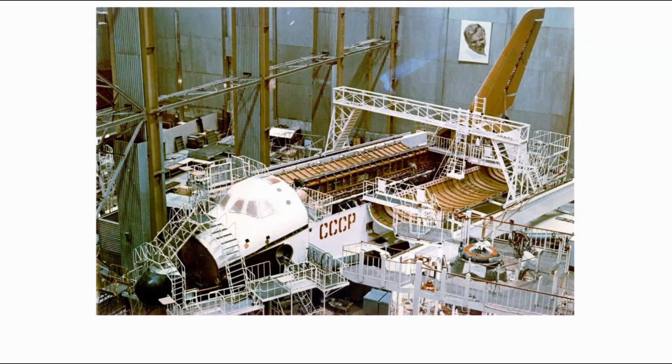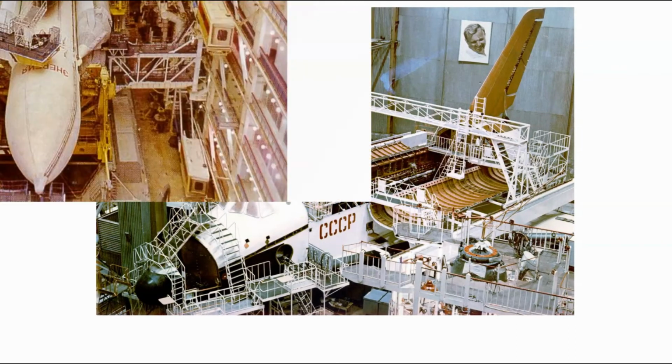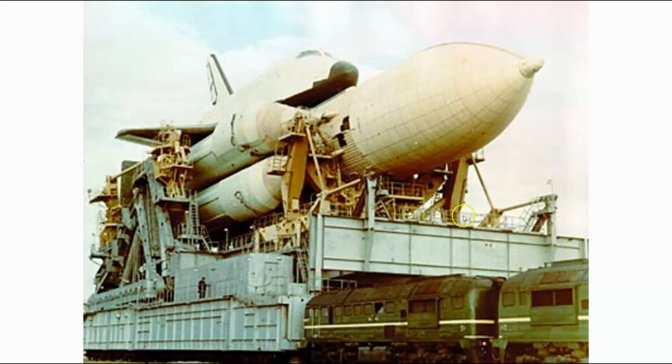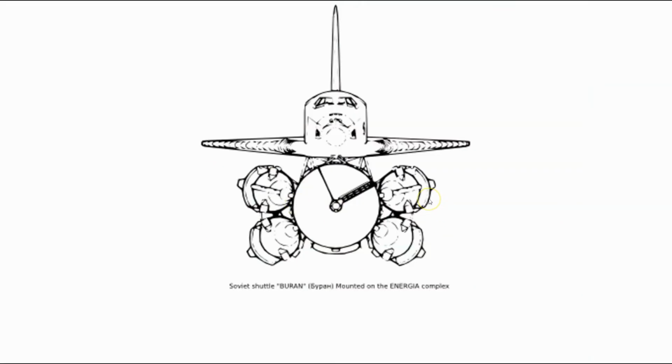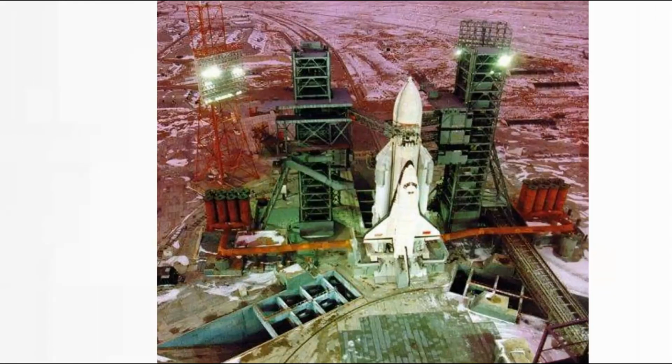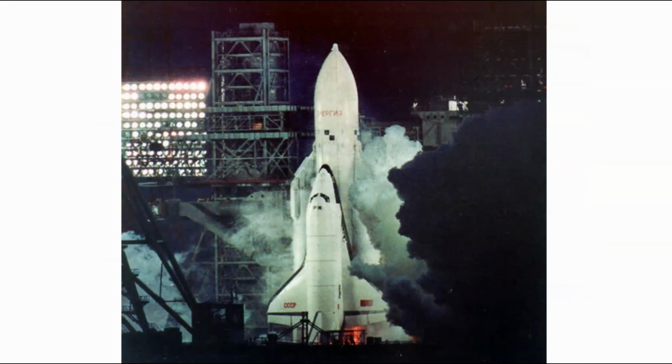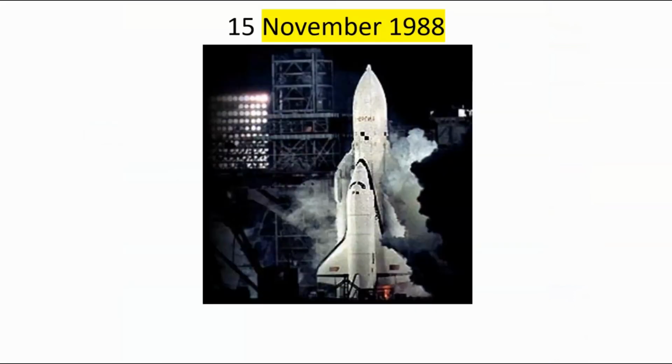Here you can see the vehicle being built, stacked onto their Energia. You'll notice that they had 4 solid rocket boosters, so 2 on each side. Their solid rocket boosters were a little smaller, so they had the 4. Here is the Shuttle Buran on the launch pad. We're ready for blast off in November of 1988. Buran, November 1988. So in your notebooks, you want to have the date and Buran.